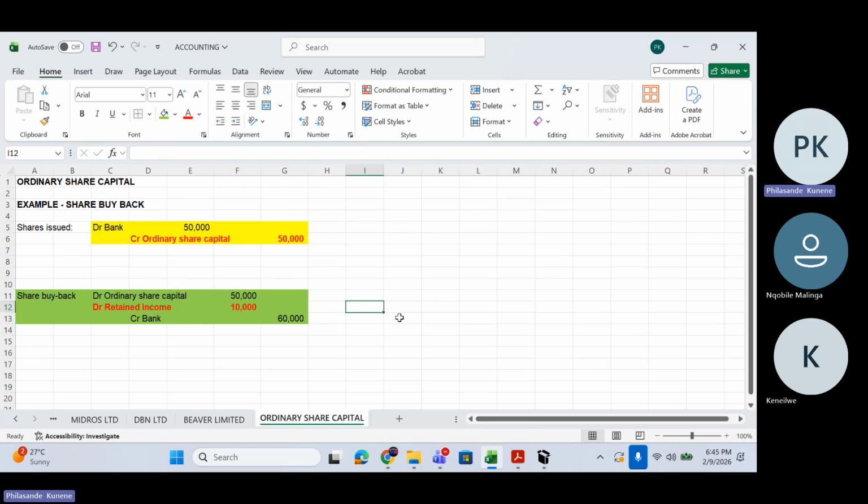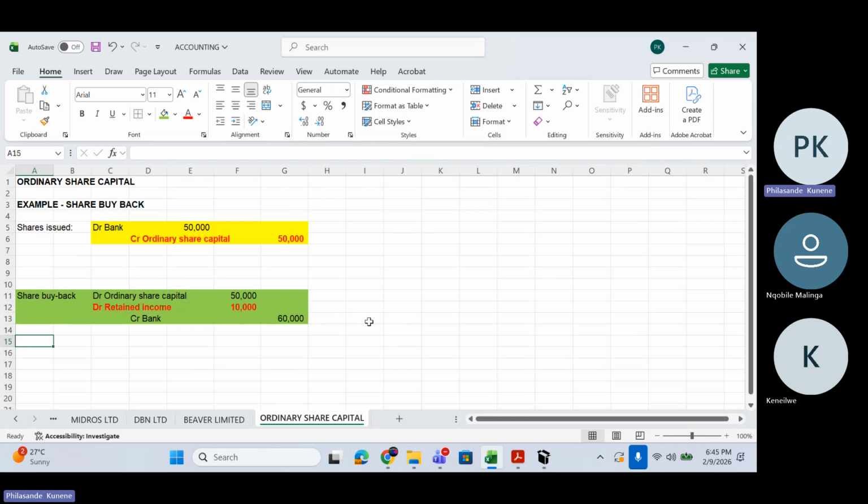Do you guys understand this thing? Yeah. Please. This thing we're going to do in the ordinary share capital note, because what you can see here will affect the ordinary share capital note. This one will affect the retained income note. If you buy back shares at a price higher than what you issued them at, the retained income note is affected, and ordinary share capital is affected.